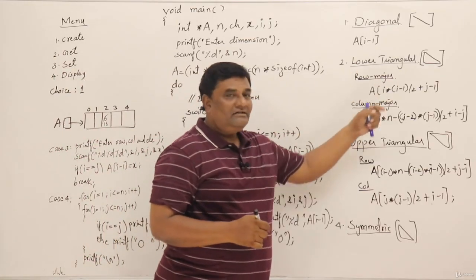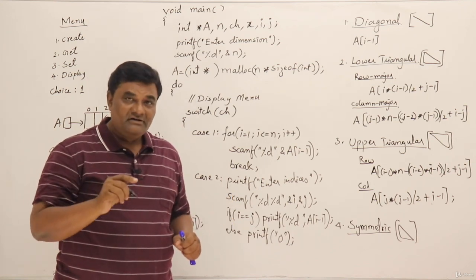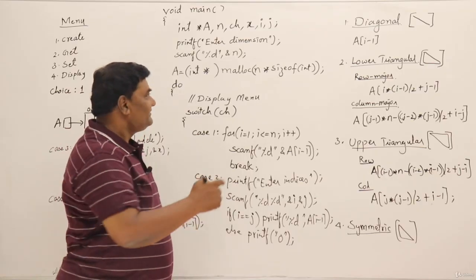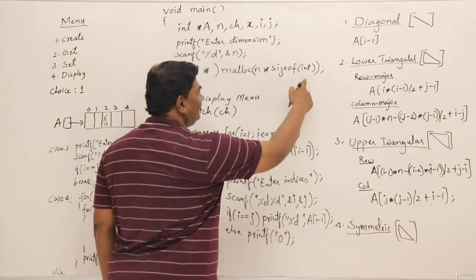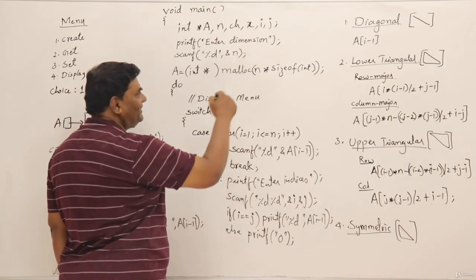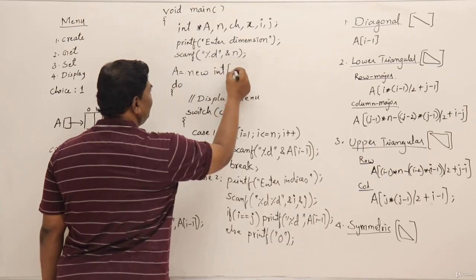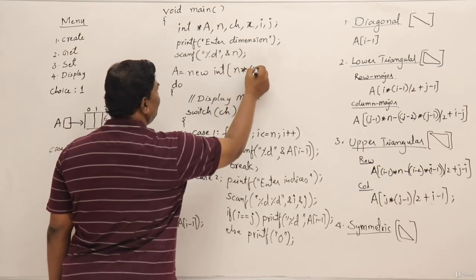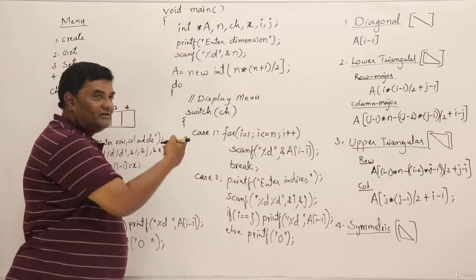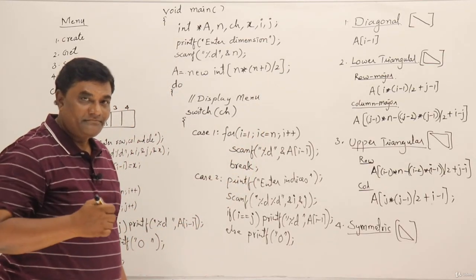For a lower triangular matrix, how many non-zero elements will be there? If you remember, it will contain n into (n plus 1) by 2 number of elements. So the size of the array which is created, I'll remove this one and write C++ code here: new int of size n into (n plus 1) by 2. That's all. So the array size is different. That is n into (n plus 1) by 2.